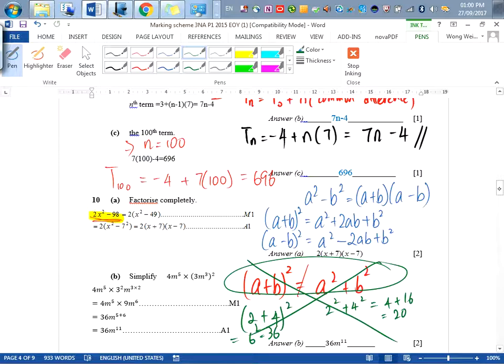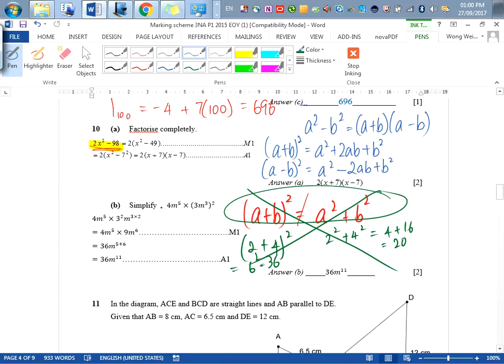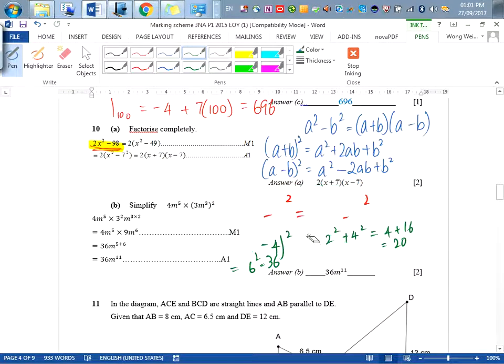Okay, spent too much time on this already. Let's go on to part B. Simplify: 4m to the power of 5 times (3m cubed), whole thing squared. So the answer is 36m to the power of 11. Who needs me to go through?